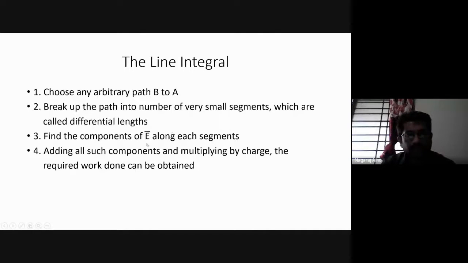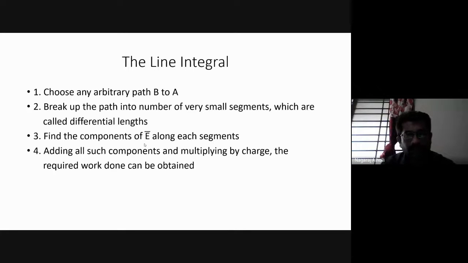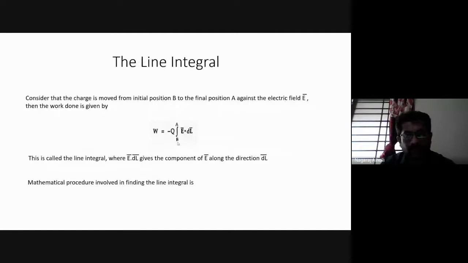Find the components of E bar along each segment. We find the component of the electric field intensity along dl1 bar, along dl2 bar, along dl3 bar, and so on. After finding the electric field intensity component, take the product, that is E bar dot dl bar, and then multiply it with the charge Q. That is our formula for the line integral. What is the formula for W? It is E bar dot dl bar multiplied with the charge Q.